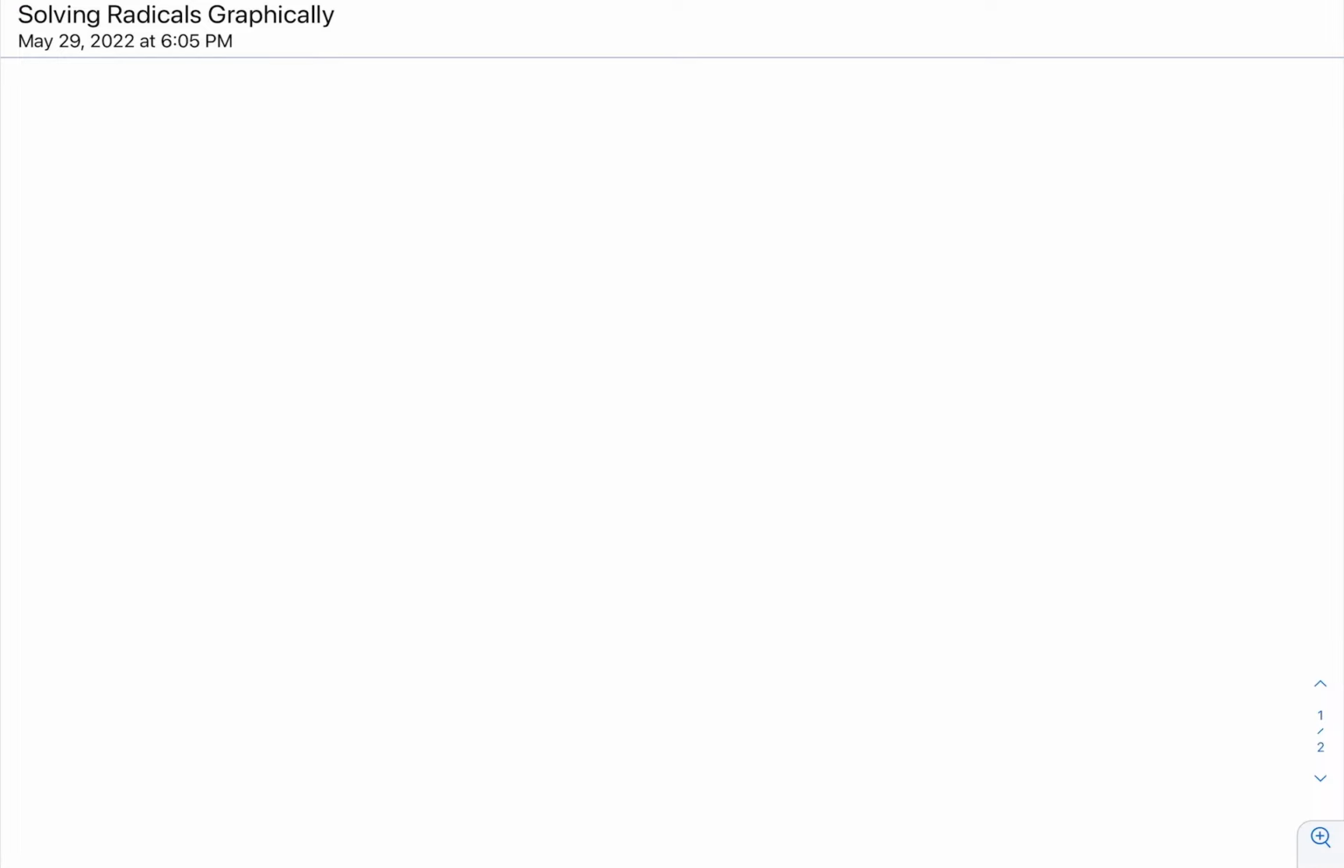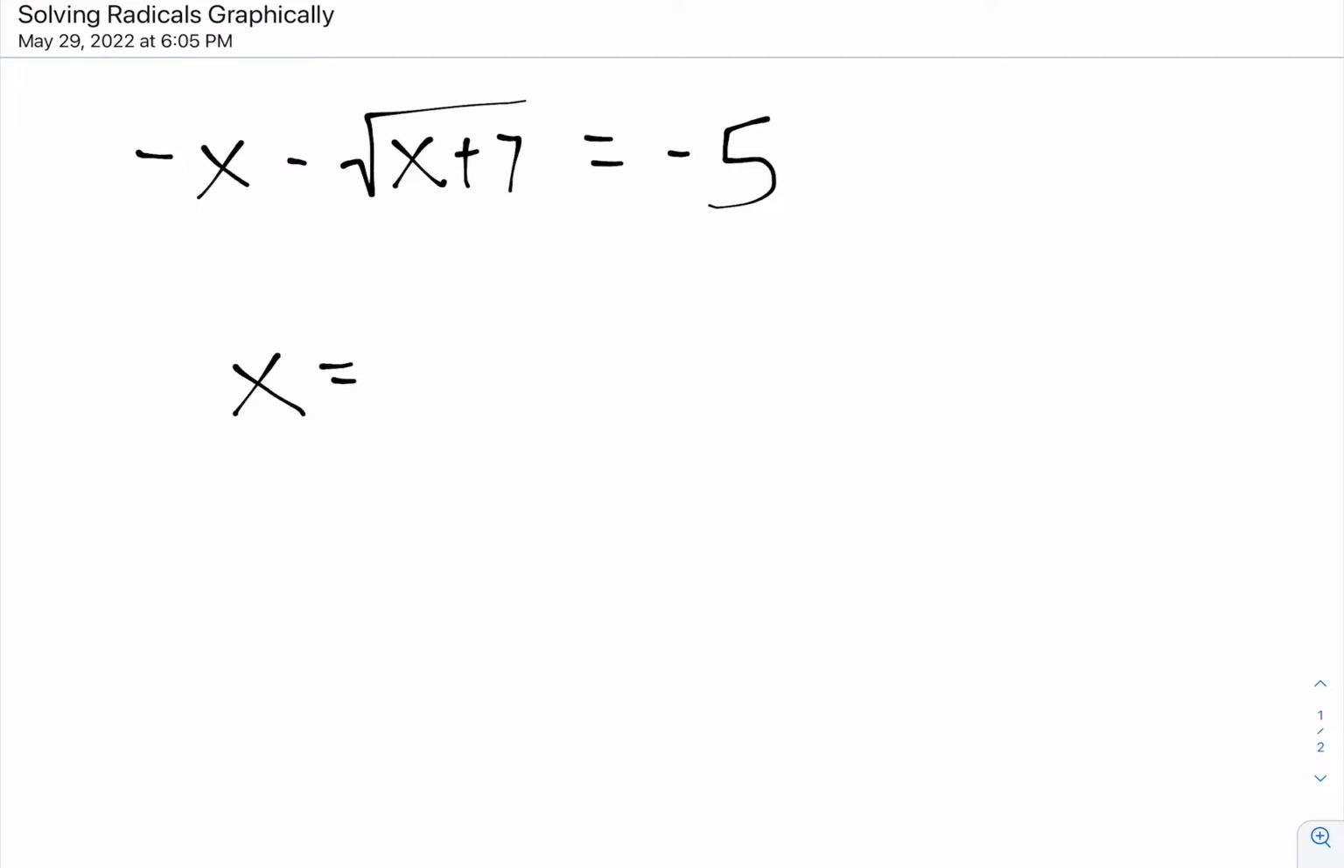Okay, so in the last video, I went over how to solve radical equations algebraically, and the first example we did was negative x minus the square root of x plus 7 equal to negative 5. When we solved it algebraically, we got two solutions, x equals 2 and 9. Remember, when we plugged in 9 for x, this wasn't true, so our only solution was x equals 2. So 9 was an extraneous root. X equals 2 is our answer. How could we solve this graphically?